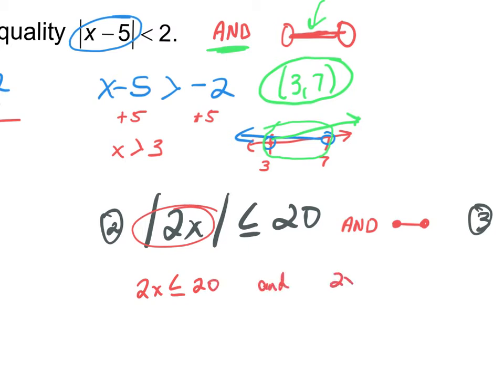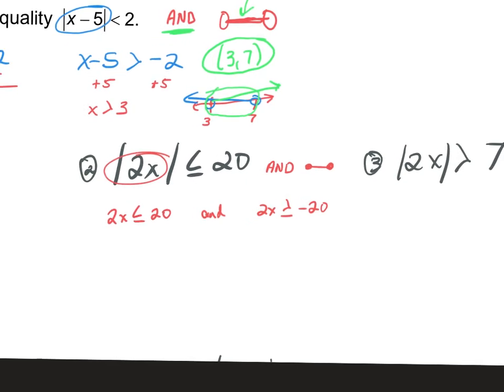And I have 2x is greater than or equal to negative 20. You have to do both. Flip the sign of the inequality and flip the sign of the answer. So if I'm going to divide both sides by 2, I get x is less than or equal to 10. And here I divide by 2, and I get x is greater than or equal to negative 10.